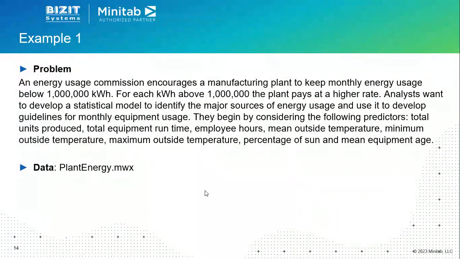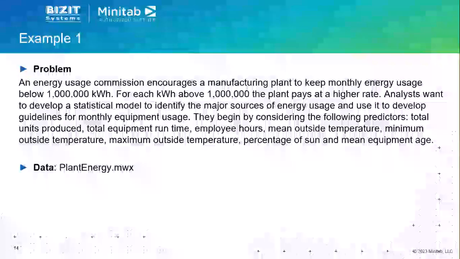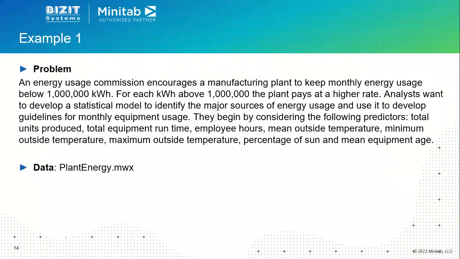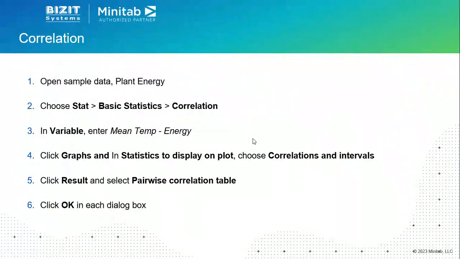For this case, I have one case study here. The energy users commission encourages a manufacturing plant to keep monthly energy use below a target. They begin by considering the following predictors: total units produced, total equipment runtime, employee hours, the mean outside temperature, minimum outside temperature, and so on. They will consider the impact of the predictors on energy usage, and want to know which one has the most impact on energy usage in this case. Okay, so we try with this one.